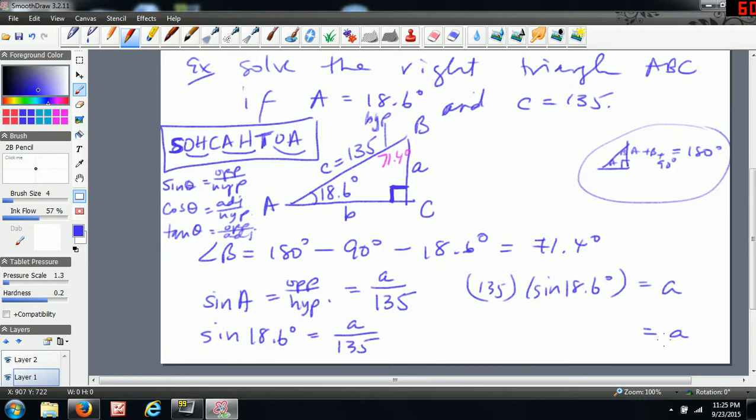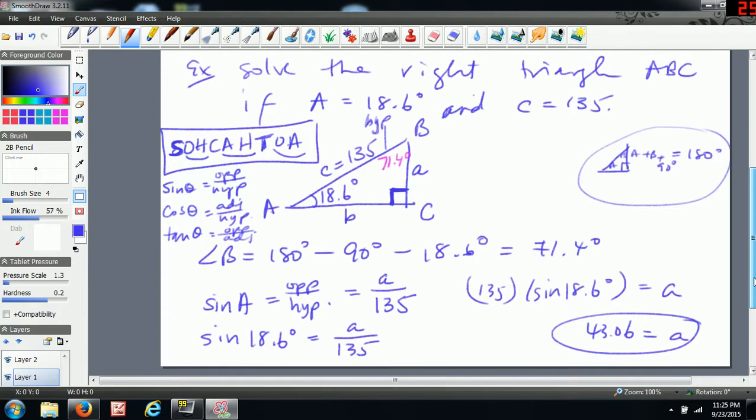And when I do that, I can figure out that A is equal to 43.06. Okay. Now, once I have side A, I can figure out side B easily by using the Pythagorean Theorem, which is that the hypotenuse squared, so h squared, is equal to a squared plus b squared. As you know, this is called the Pythagorean Theorem. Also referred to, or you can use C as well.